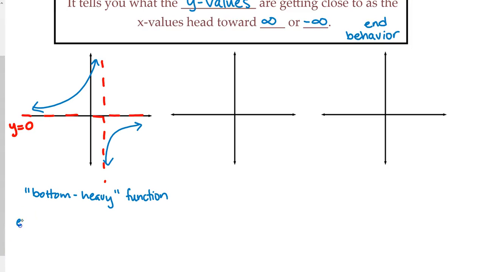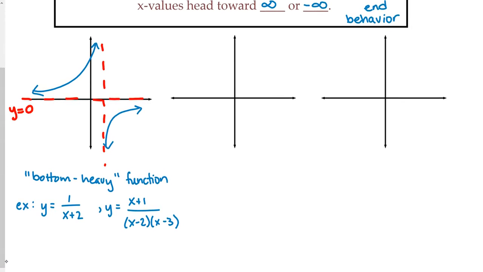So we would have something like y equals 1 over x plus 2 as an example, because if you put in very, very large numbers for x, you have a very small numerator over a very large denominator, so that's heading towards 0. Another example would be y equals x plus 1 over x minus 2 times x minus 3. So when you put in that very large number for x, like 1,000,000, yeah, you do have something close to 1,000,000 on the top, but you have something close to 1,000,000 squared on the bottom, and so that bottom is much heavier than the top.